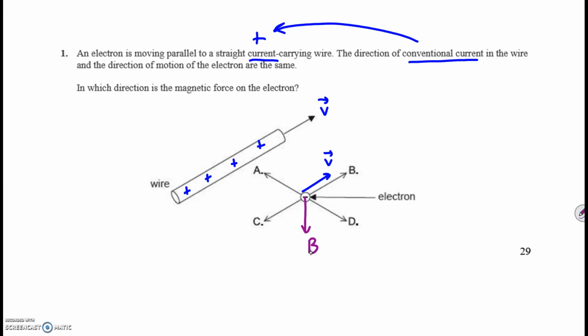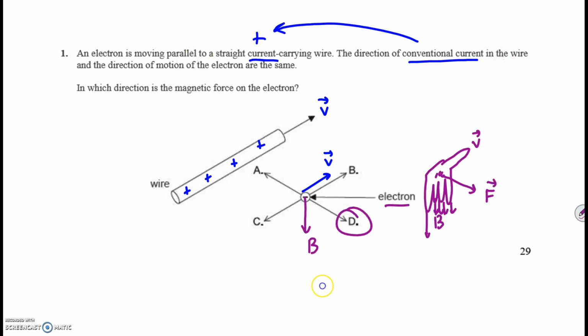Now I'm going to find the force using my other right hand rule, the one where my palm faces the force. I use my left hand because it's an electron. My thumb sticks in the direction of the velocity, and my fingers point down like that. And where does my palm face? This is my palm. It's facing out, away. So this is the velocity again, fingers point with the B field, and the force points where your palm is directed. The answer is D.